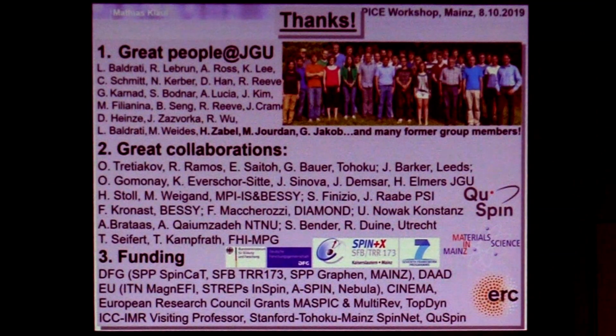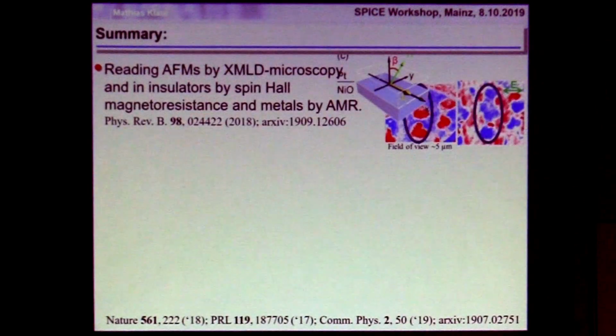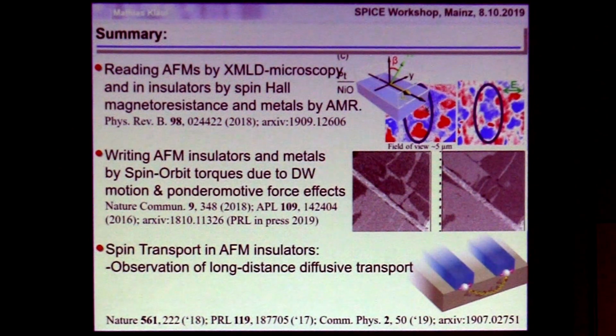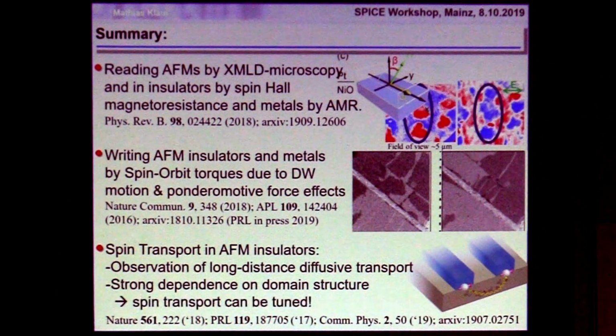To sum it up, I acknowledge support by all these organizations, and I've hopefully shown to you that we can read antiferromagnets by XMLD microscopy, which I think is very important to show something magnetic is happening. And we can use electrical spin Hall and AMR effects to measure it in the lab. We can write antiferromagnets using spin-orbit torques due to domain wall motion and quasi-motive force effects, in addition to fields and strain. And finally, we can transport spin in antiferromagnets over long distances. This strongly depends on the domain structure, and the spin transport can therefore be tuned.